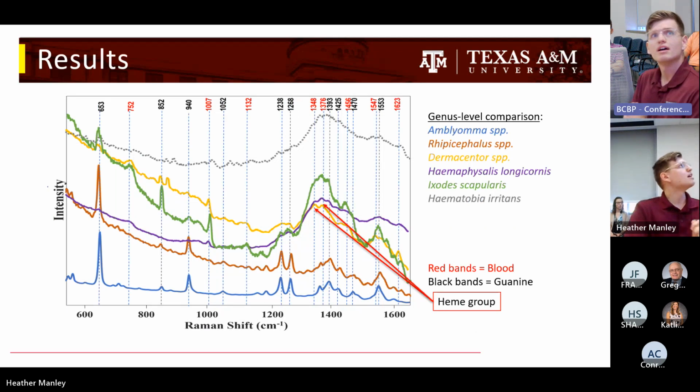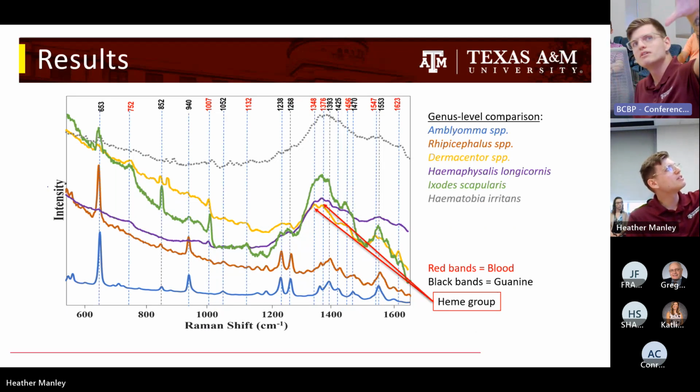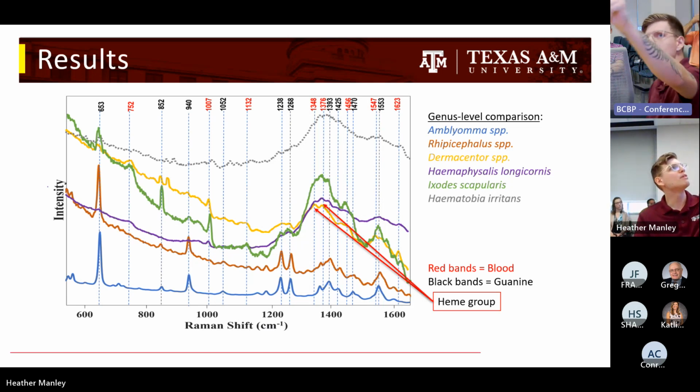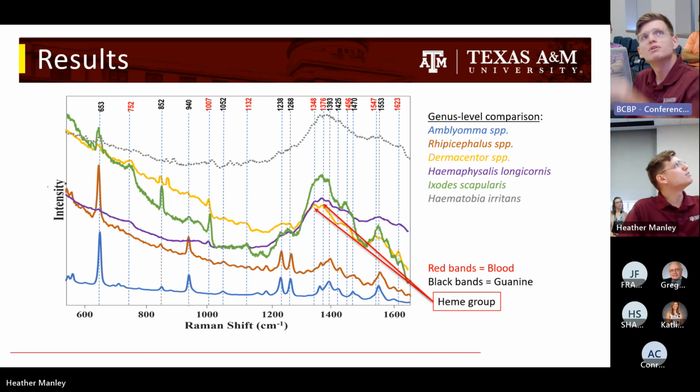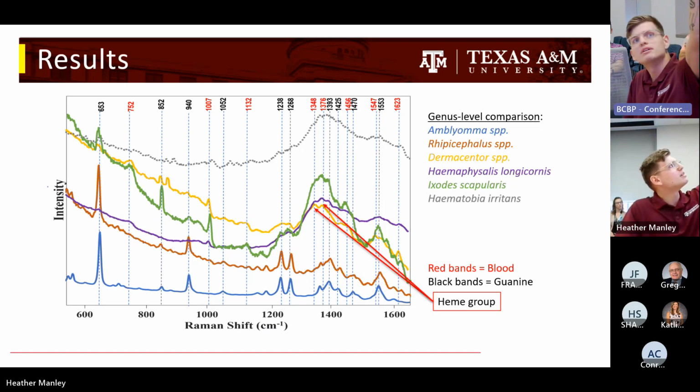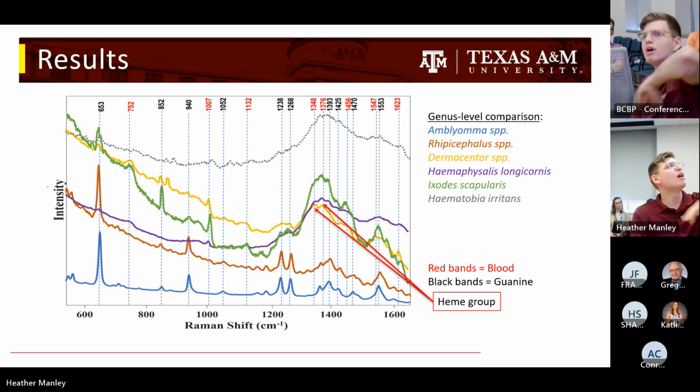Looking into our results, the beautiful colors are going to be our tick genera, and our top gray, ugly little spectra is our hornfly, which is Hematobia irritans. Our bands basically correspond to the Raman shift, so 600 is a band. Our black bands are going to be the guanine, so on something where light hits and reflects, that's going to be specific to guanine.